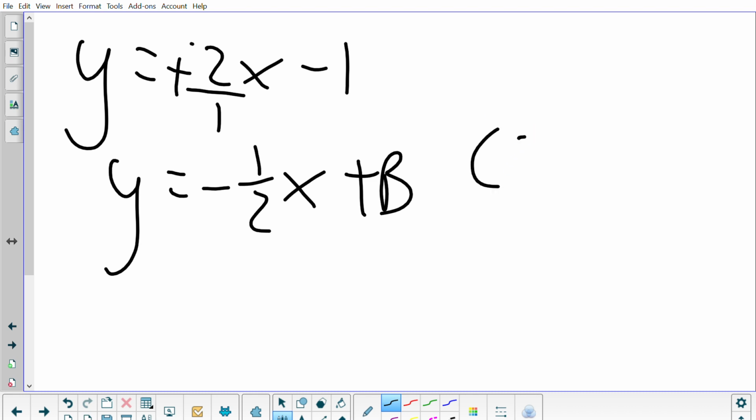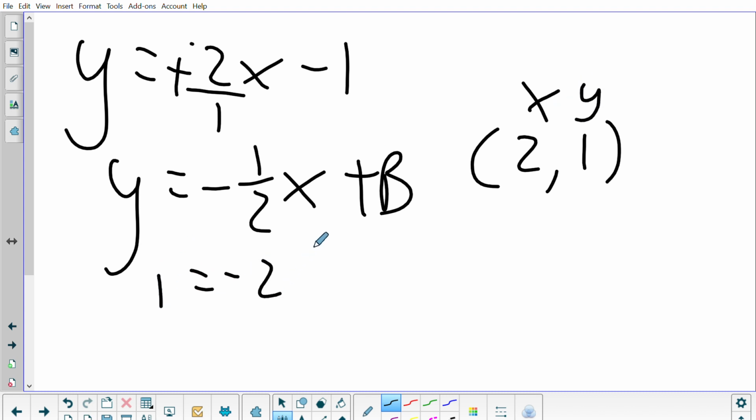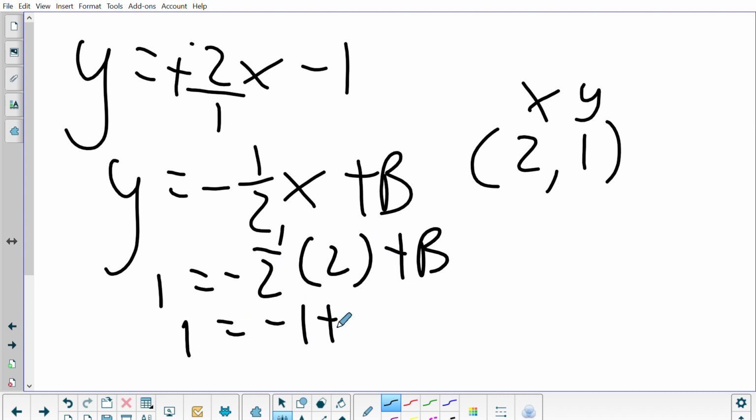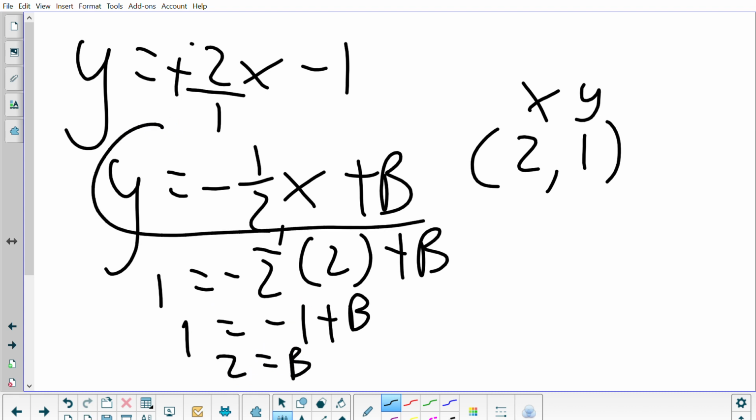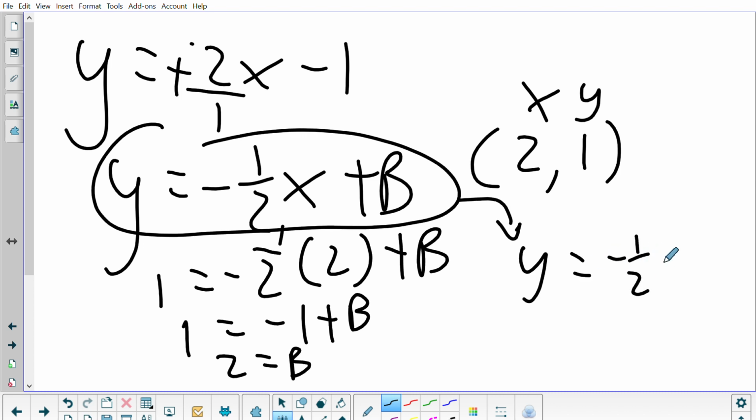So let's say that it was (2, 1). That means x is 2, y is 1. So it'd be negative 1/2 times 2 plus b. So b is 2. So then our equation becomes y is minus 1/2 x plus 2. Okay?